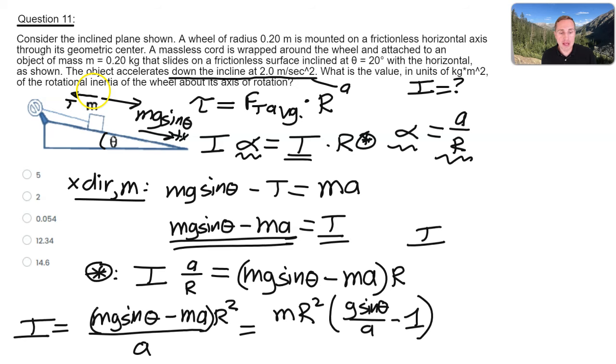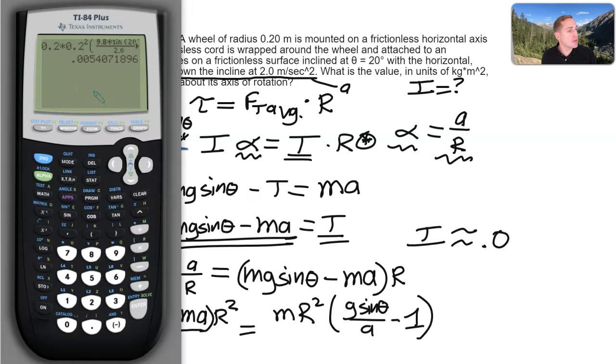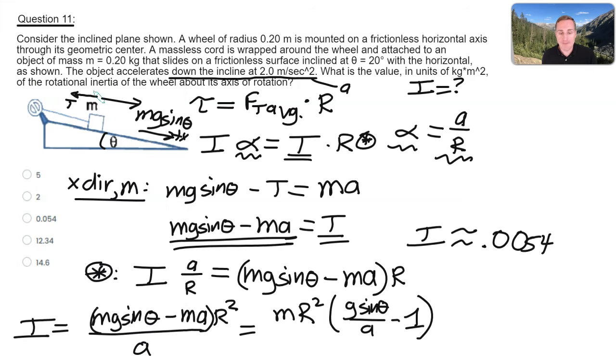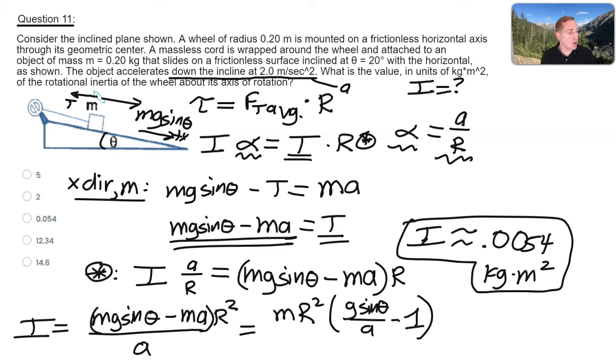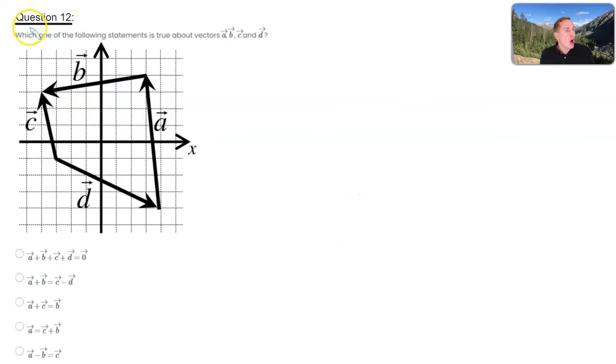I being about 0.0054, and that's kilogram meters squared. Well, let's see which choice that is. It's right here. Okay, so it's the third choice down. So I'm going to assume that's the correct answer. Hopefully this analysis makes sense. Let's move on. Okay, question 12.